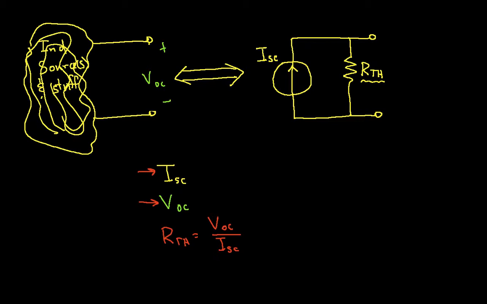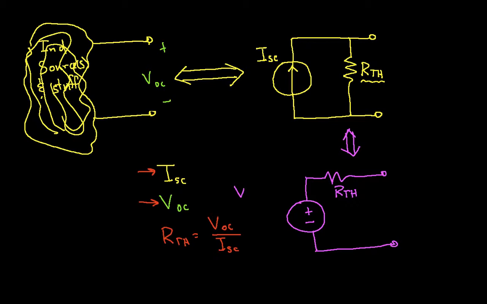One thing, though, that is useful to note is that there is a relationship between the Norton equivalent circuit and the Thevenin equivalent circuit. So if I draw the Thevenin equivalent circuit, it looks like this. These two are equal, and this voltage is the open circuit voltage, but I can also write it as RTH, the Thevenin equivalent resistance, times the short circuit current.